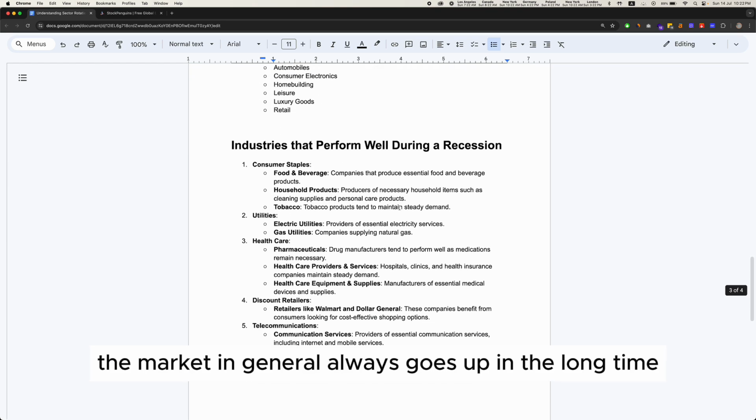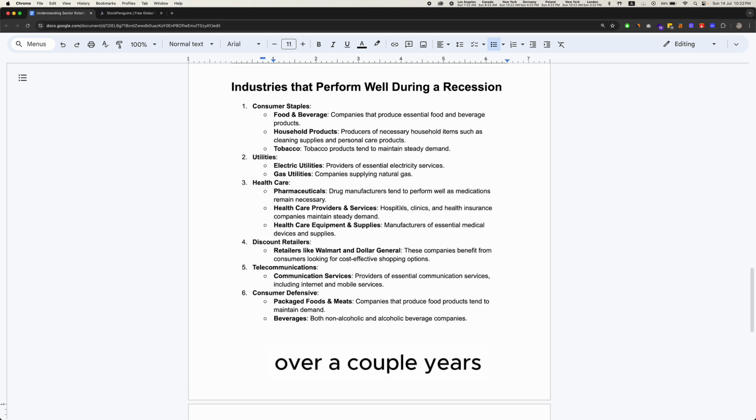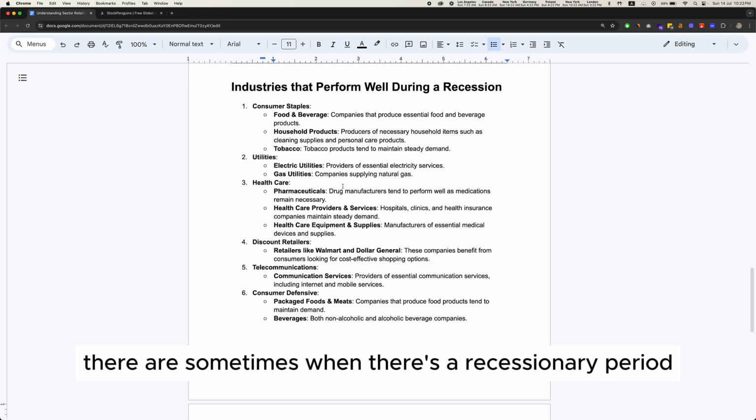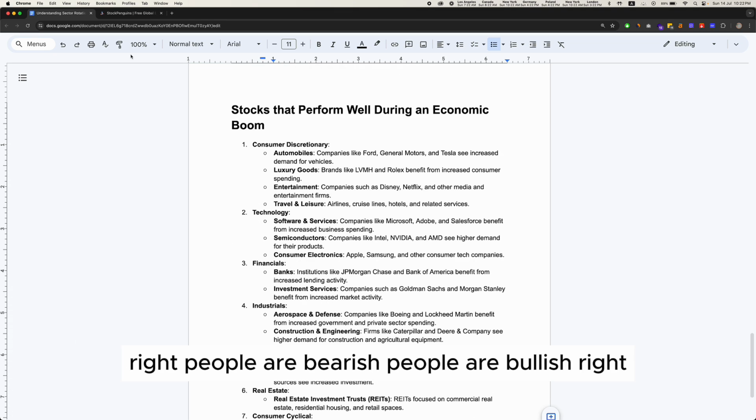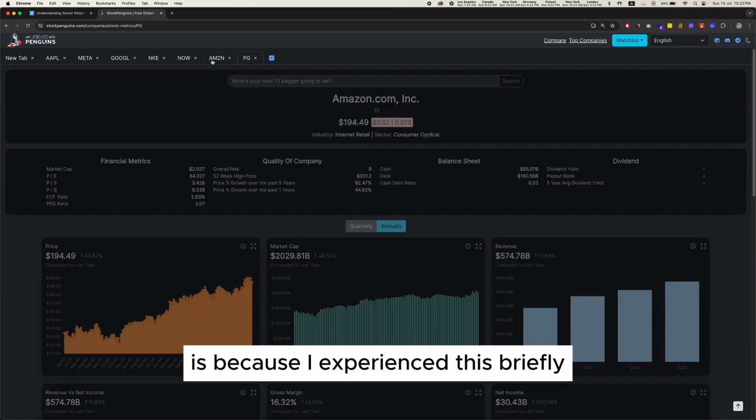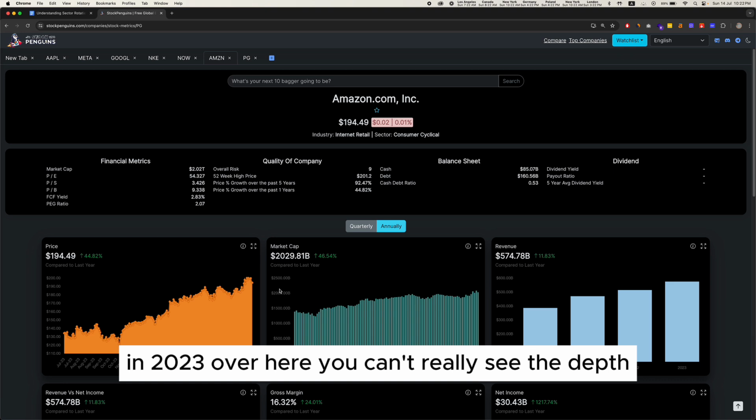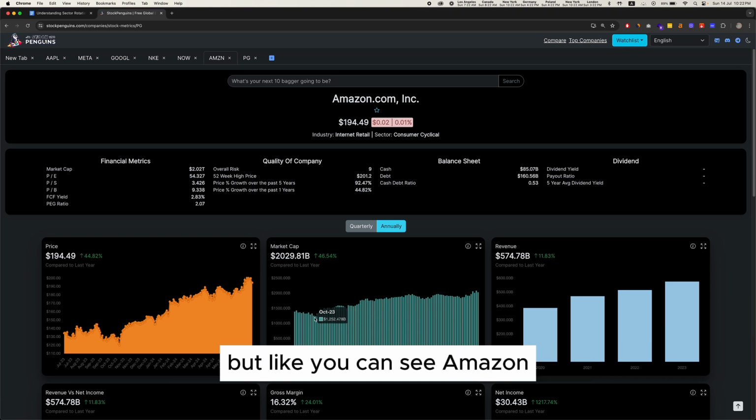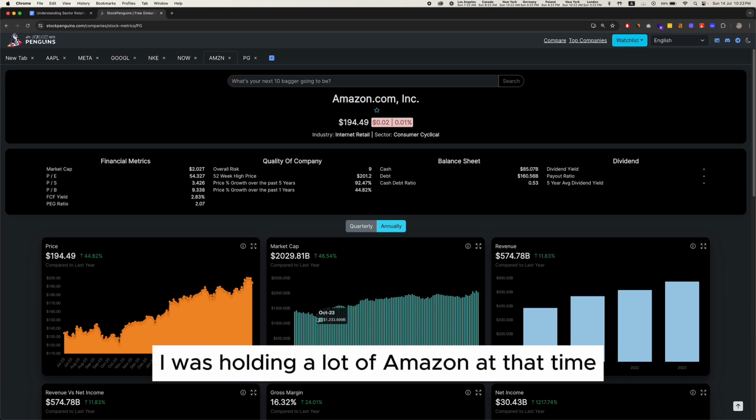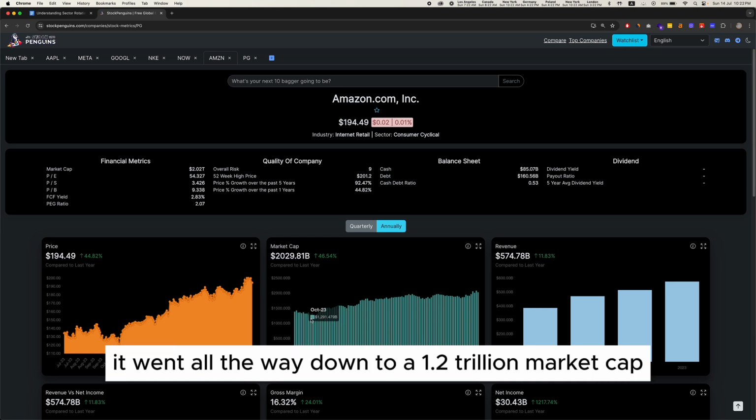the market in general always goes up. In the long term, it always goes up. But in the short term, for example, over a couple of years, there are sometimes recessionary periods, right? People are bearish, people are bullish, right? And the reason why I'm telling you this is because I experienced this briefly in my own portfolio, where, for example, in 2023 over here, you can't really see the dip, but you can see Amazon. I was holding a lot of Amazon at that time. It went all the way down to a 1.2 trillion market cap.